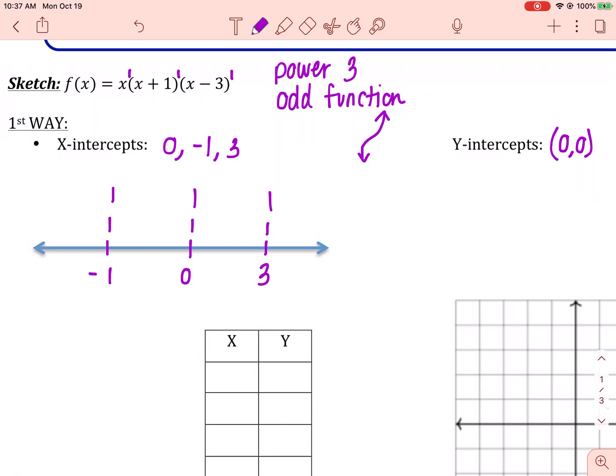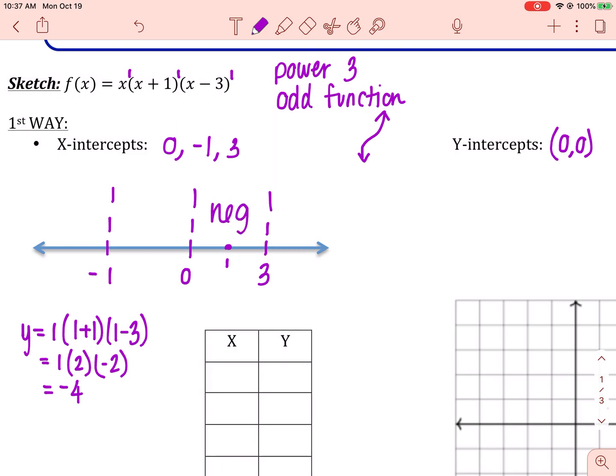So for example, let's say I plug in 1, because that's between 0 and 3. So I'm going to go into the function, plug in 1. I see I get 1 times 2 times -2, so I get -4. So in between the intervals 0 and 3, this is going to be negative. Do that for the remaining. You should get negative, positive, and this one should be positive as well. Okay, that's going to tell you where the function should be.